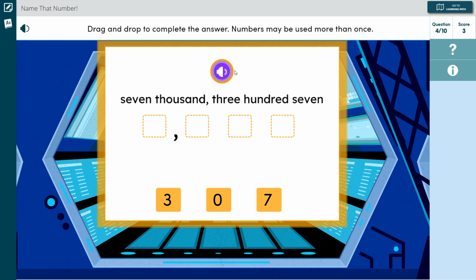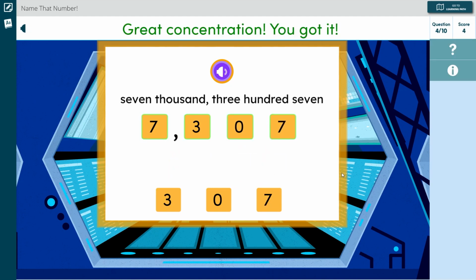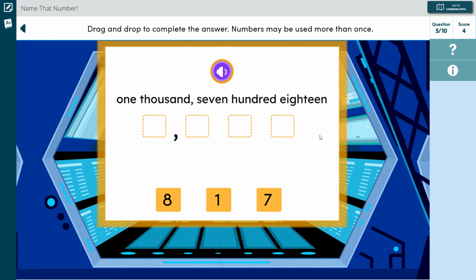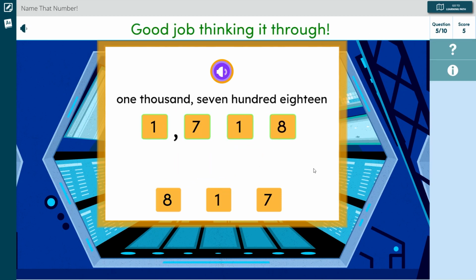How is 7,307 written in standard form? 7,307. Great concentration. You got it. How is 1,718 written in standard form? 1,718. Good job thinking it through.